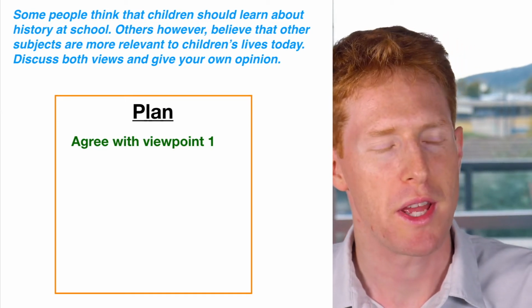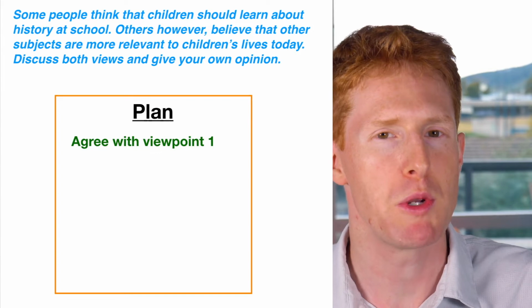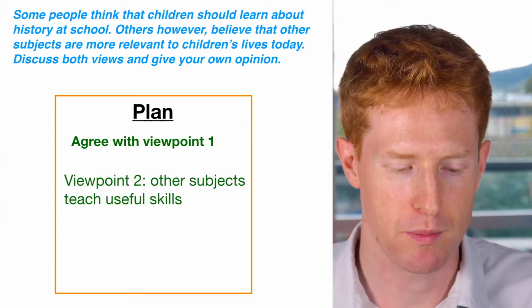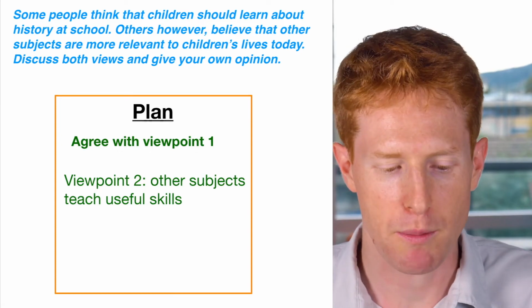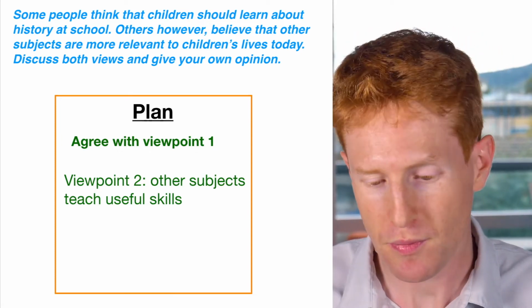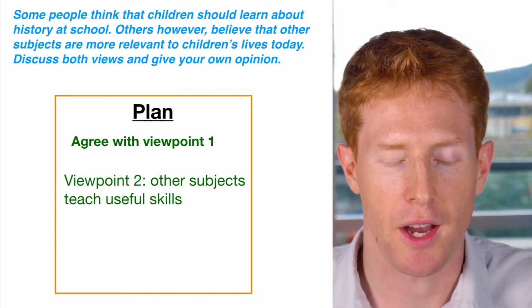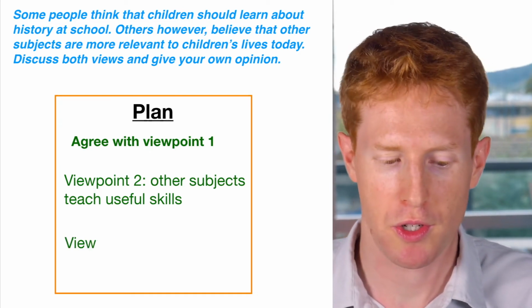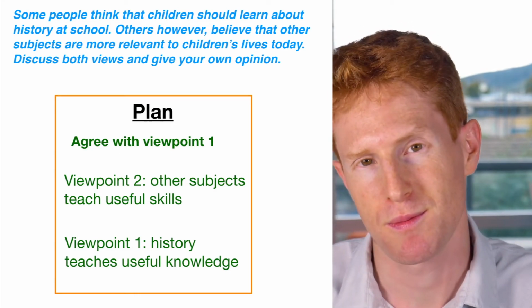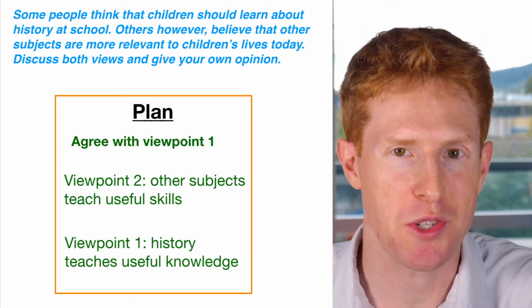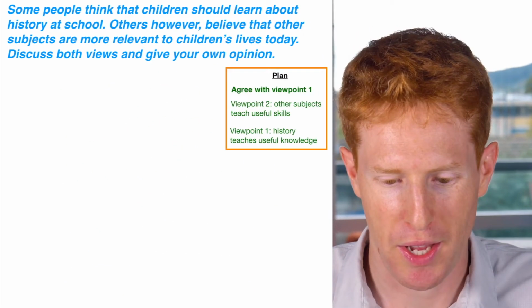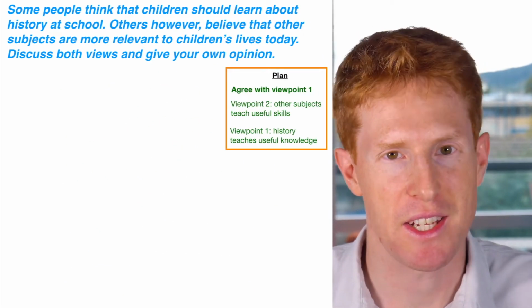Now remember, in the first paragraph we talk about the viewpoint we don't agree with. So we're going to start with viewpoint 2, the idea that other subjects teach useful skills, which history doesn't. And then afterwards, in our second body paragraph, we're going to look at viewpoint 1 and we're going to say, well, yes, history doesn't necessarily teach useful skills, but it does teach useful knowledge. Okay, let's put our plan into practice.